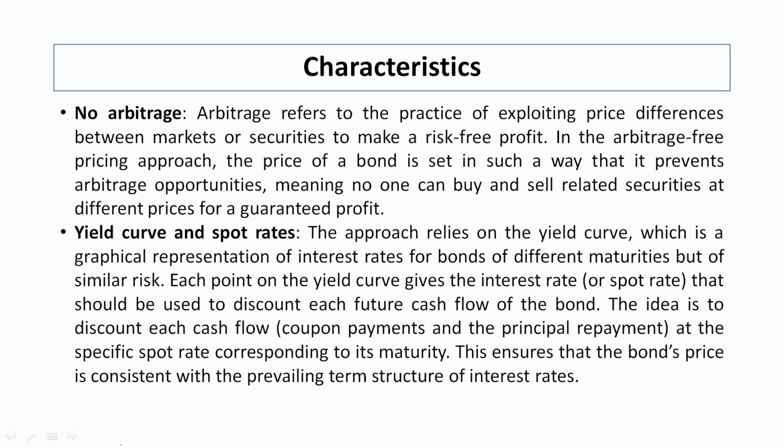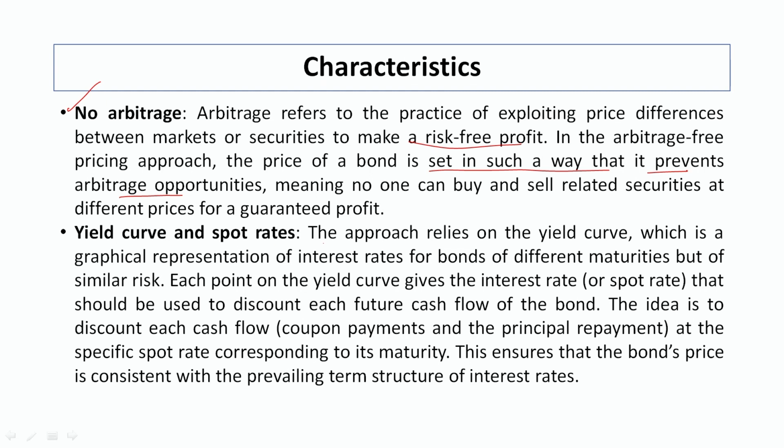The first one is no arbitrage. Arbitrage refers to the practice of exploiting price differences between markets or securities to make a risk free profit. In this condition it is assumed that no possibility of arbitrage is available in the market. So, in the arbitrage free approach, the price of a bond is set in such a way that it prevents arbitrage opportunities, meaning no one can buy or sell related securities at different prices for a guaranteed profit. Then the second characteristic: yield curve and spot rates.